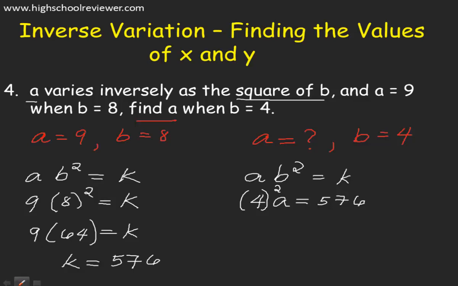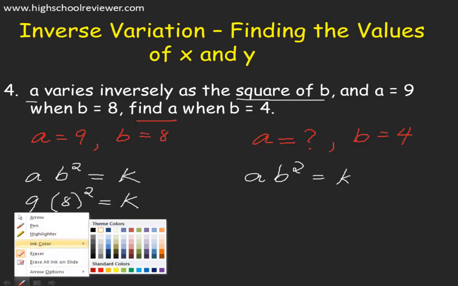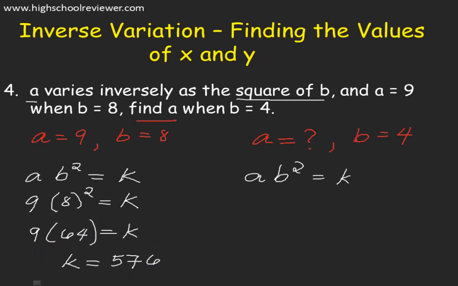Again, let's explain this one. So our a is the unknown, and b squared will be 4 raised to the power of 2 equals the value of k, which is 576. So 4 raised to 2 is 16. So we have here 16a equals 576. To find a, we need to cancel out 16.